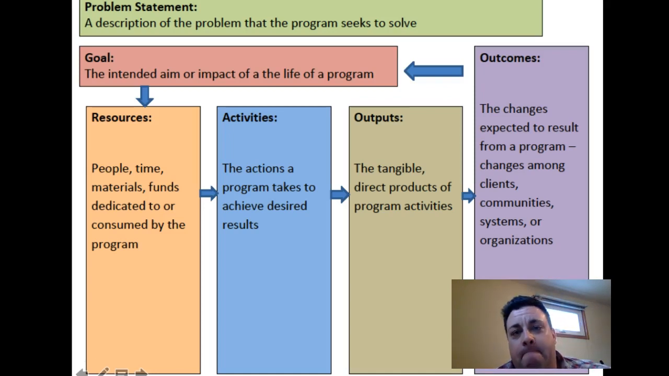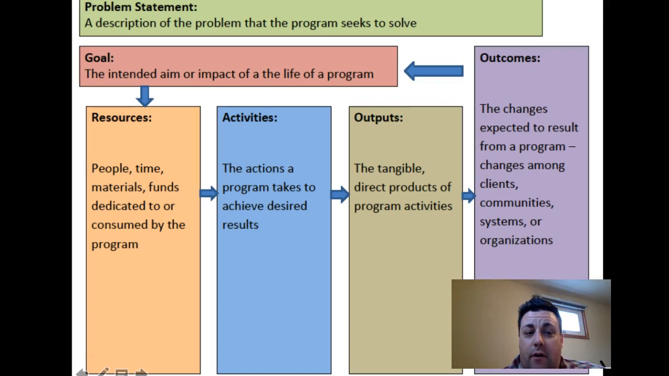It could be something related to food, food scarcity or something like that. And it could be something as complex as improving the health status or a health indicator of a community. The goal then is really the intended impact of the program, and so it might be an increase in whatever health indicator we were talking about in the problem statement, or it might be a reduction in hunger if that's the problem statement that we were going on.